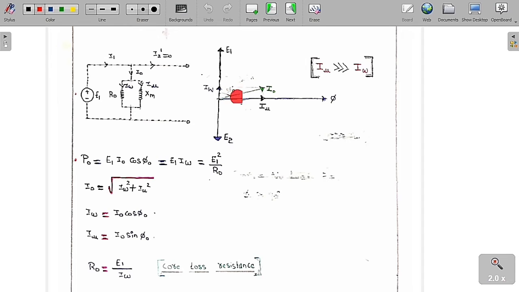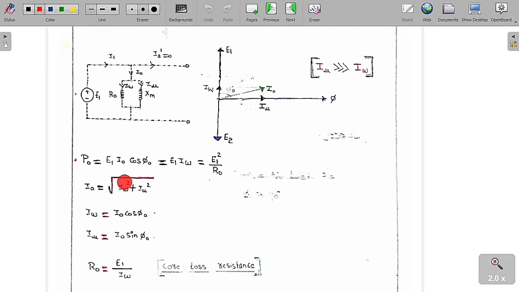This is called the power factor angle at no load. The phase angle between the supply voltage and the supply current at no load is called the power factor angle, phi naught. IMU is always greater than IW. That is the reason phi naught is very high, because IMU is very high. So the vector I0 tends towards the direction of IMU. Therefore phi naught is very high. It is nearly equal to 90 degrees but not 90.